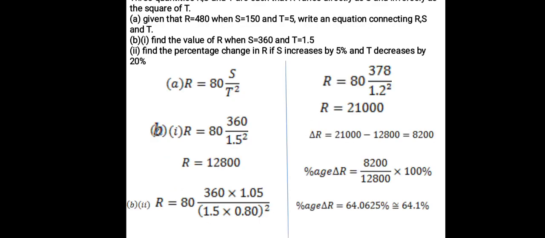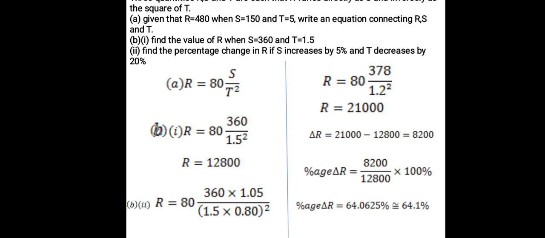Three quantities R, S, and T are such that R varies directly as S and inversely as the square of T. Given that R is equal to 480 when S is equal to 150 and T is equal to 5, write an equation connecting R, S, and T.